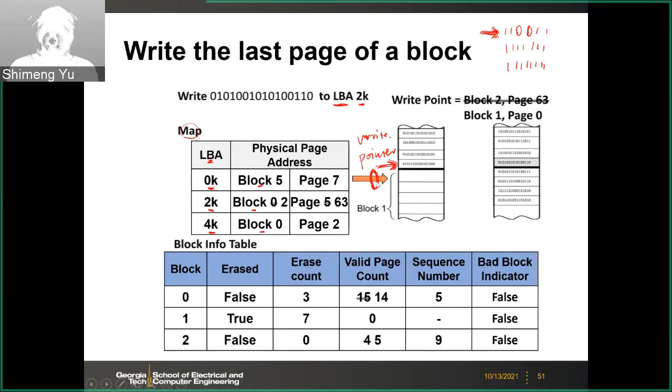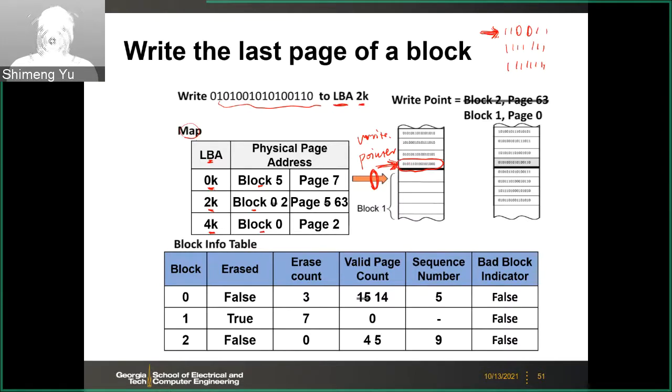So you cannot arbitrarily write the data. You have to write the data to where the pointer currently locates. Right now, this pointer is at the end of block 2, page 63. Here, one block is 64 word lines, so 64 pages. The last page is page 63. So here you have to write the LBA to the current pointer, which is at block 2, page 63. So this new data will be written in here.